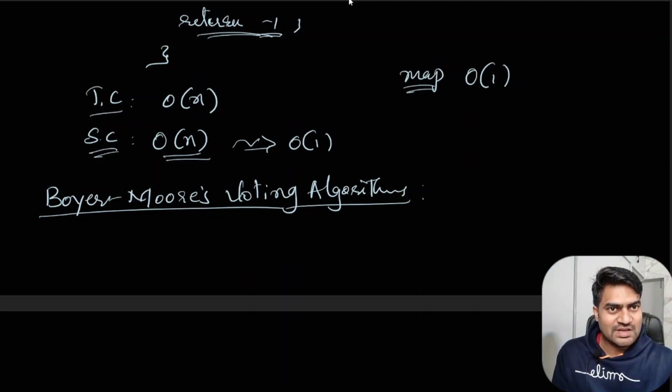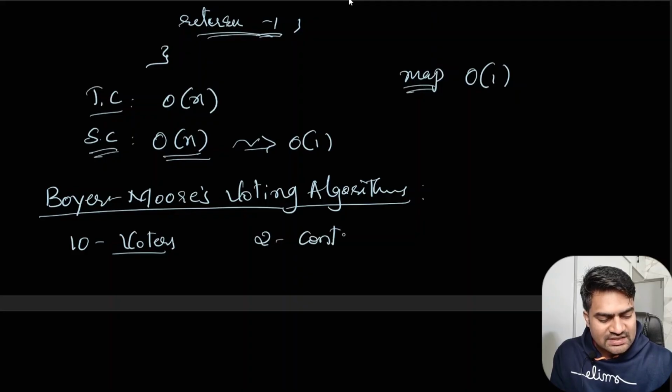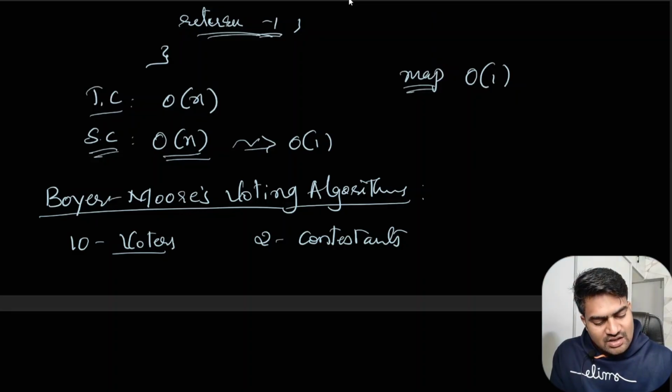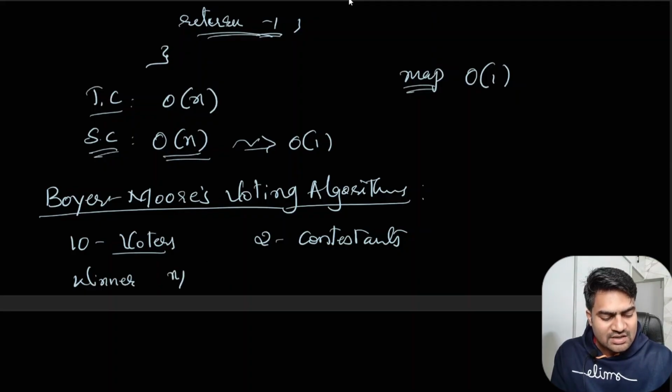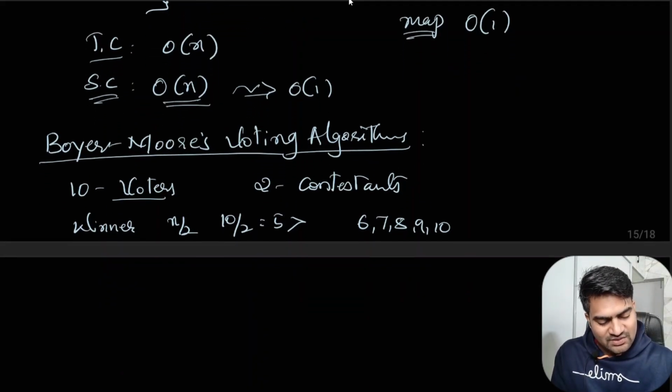So let us assume there are 10 voters. Okay, there are 10 voters and there are 2 contestants. So the condition is a contestant is a winner if he is having more than n by 2 votes. It means 10 by 2, he should have more than 5 votes, which means he can have 6 votes or 7 votes or 8 votes, 9 votes or all the 10 votes. So he will be considered the winner.